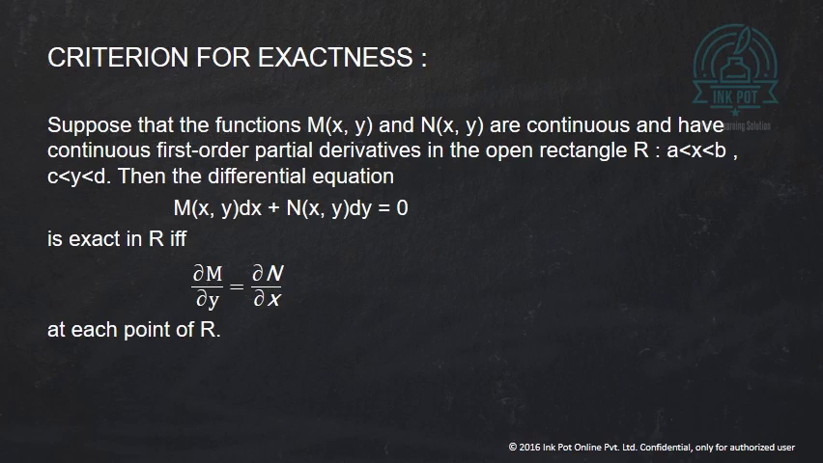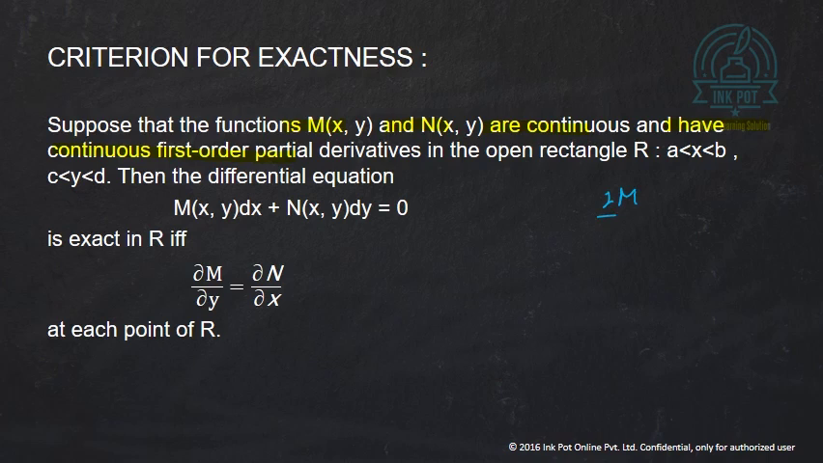Now let us look at a criteria for exactness that gives a necessary as well as a sufficient condition to check whether an equation is exact or not. So suppose that the functions M(x,y) and N(x,y) are continuous and have continuous first order partial derivatives in an open rectangle. So these functions, first of all, are continuous, and secondly their first order partial derivatives are also continuous.